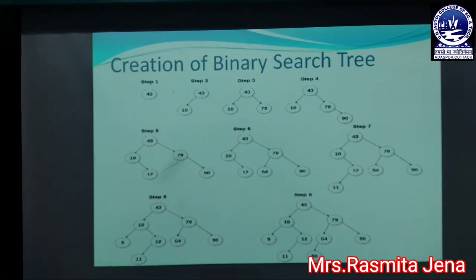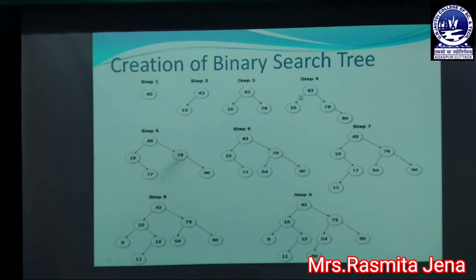The next element is 79. Again 79 will be compared with 43. As 79 is greater than 43, it will be inserted in the right subtree of the node 43. So you can see here at the left side 10 is inserted and at the right side 79 is inserted, and then again the next element is 90.